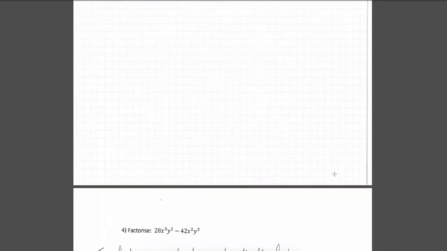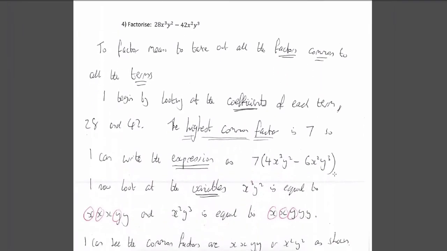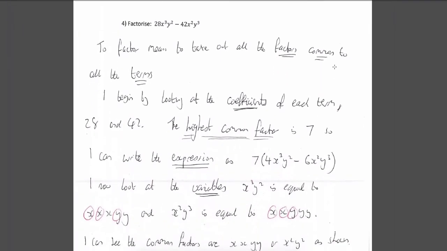So meanwhile, we are looking at this document. This is another example of using the correct mathematical terminologies. So here you see in just a few sentences, in this example, we have used quite a lot of mathematical terms. So factors, for instance, coefficients, highest common factor, expression, variable, and so on.